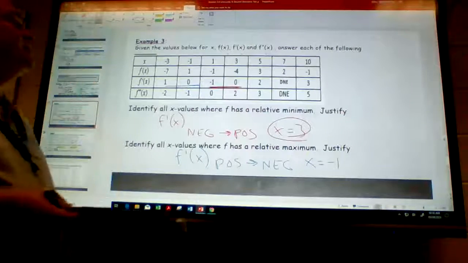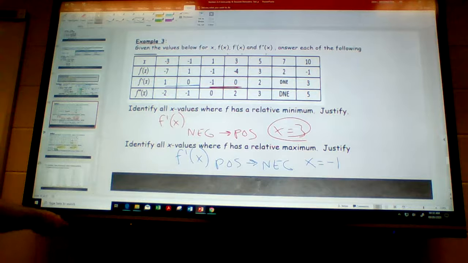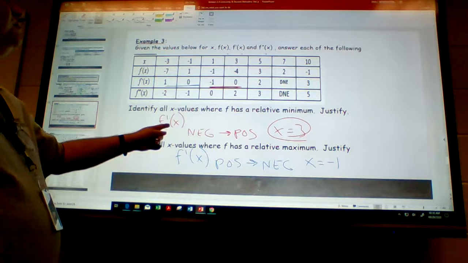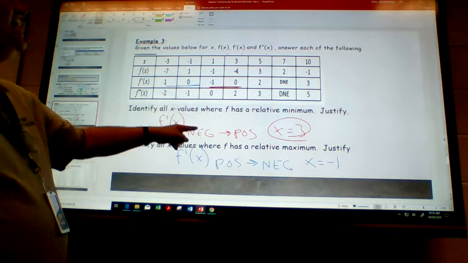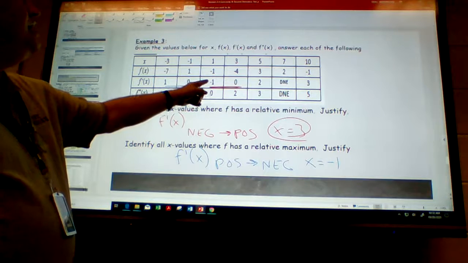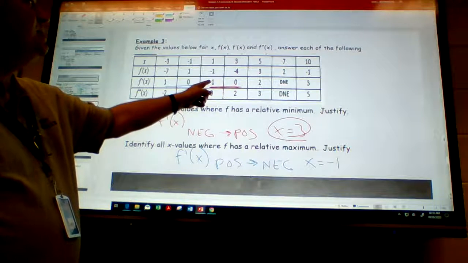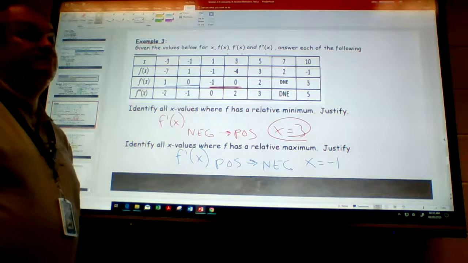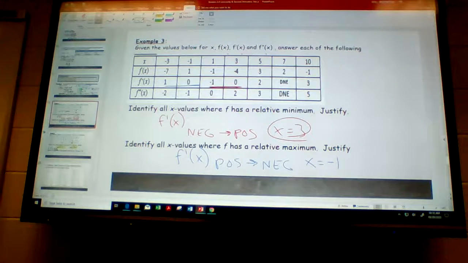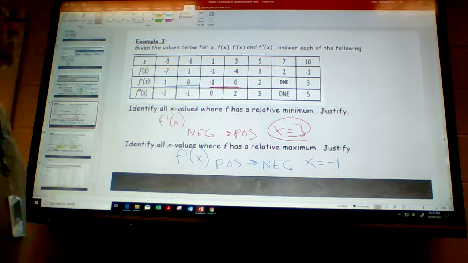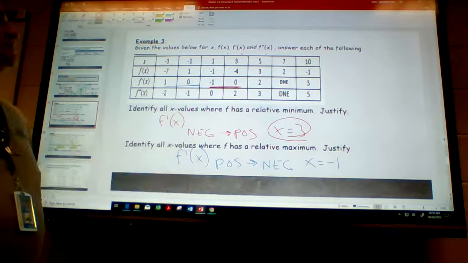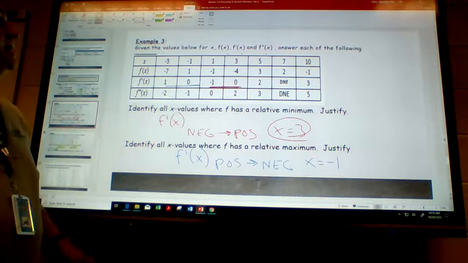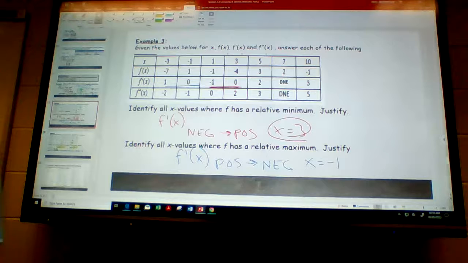Now let's look at the last part right here. I've tried to cut out some stuff for you so that you can see. Now it says identify where f has a relative minimum. So you've got to look for where f prime of x goes from negative to positive. Well, if we look here, it goes from negative to positive at x equals 3. So right there, f prime is negative, and here f prime is 0 or positive. So therefore, x equals 3 is our relative minimum. On the other hand, where f has a relative maximum, in this case, is where f prime goes from positive to negative. So it's at x equals negative 1. So that's what you've got to look for.